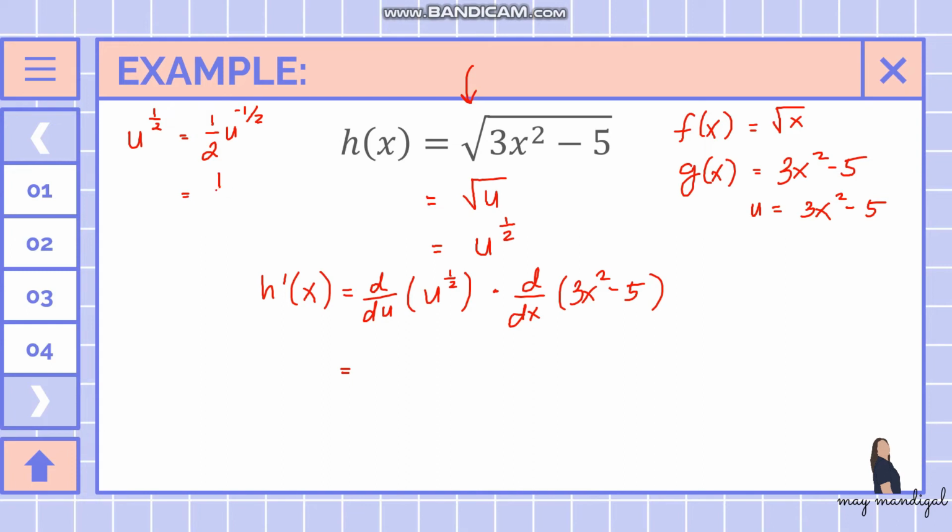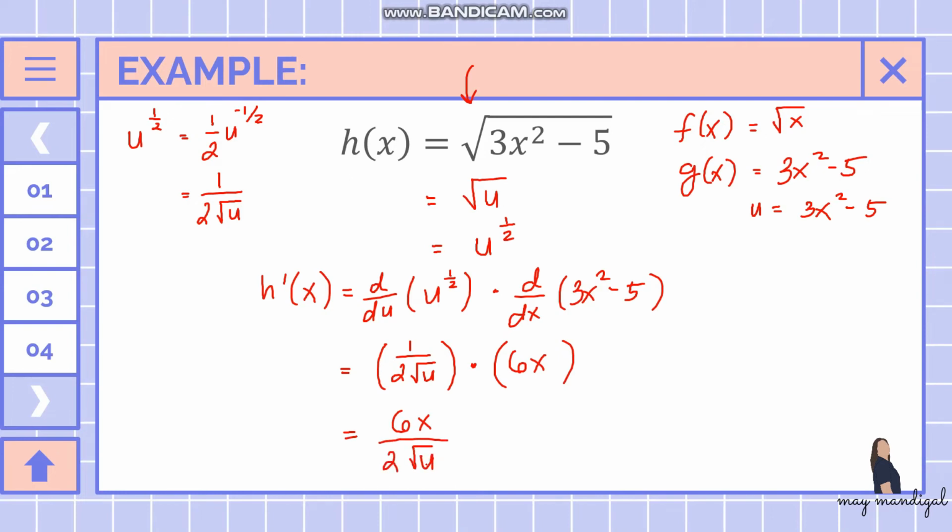So that is 1 over 2 square root of u. So here, that's the derivative. So let's write 1 over 2 square root of u times, and then we have here 3x squared minus 5. So the derivative of that is 6x. So we apply the power rule as well. And then all you have to do is just to multiply. So you have 6x over 2 square root of u.